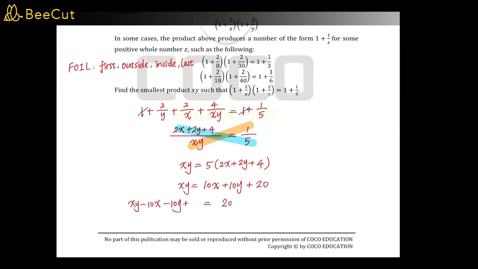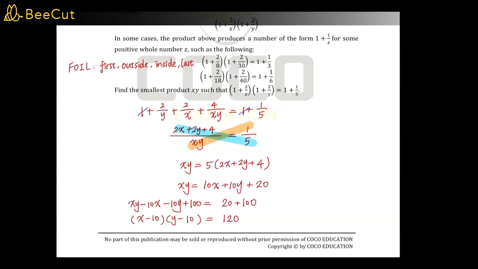Now I'll add another term, 10 times 10. So I'll add a 100 here, add a 100 here. This is because now I can factorize the left-hand side: x minus 10 times y minus 10 equals 120. Let's see, the first term is x times y. The number outside, x times negative 10, so minus 10x. The number inside is negative 10 times y, so we get minus 10y. Last number of each bracket, negative 10 times negative 10, so we get 100 here.